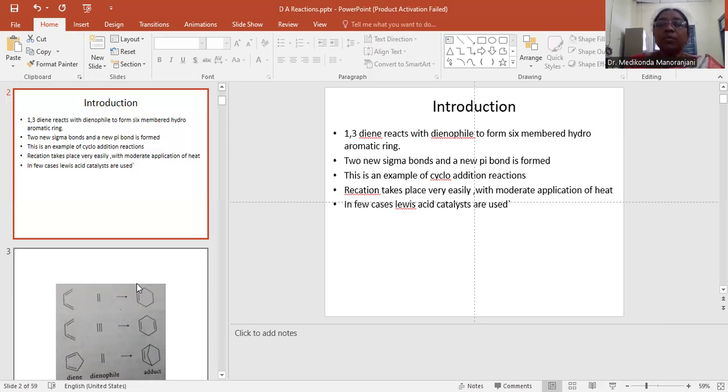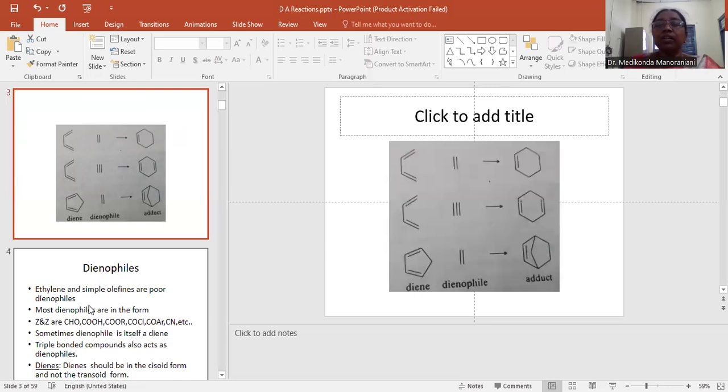The reaction takes place very easily with moderate application of heat. In few cases, Lewis acid catalysts are also used. Let us see some of the examples of Diels Alder reaction. The first one is diene. Butadiene reacts with ethylene to form cyclohexene. Second example, butadiene reacts with ethyne to form cyclohexadiene. So in all the three reactions, a diene reacts with dienophile to form a cyclic adduct.